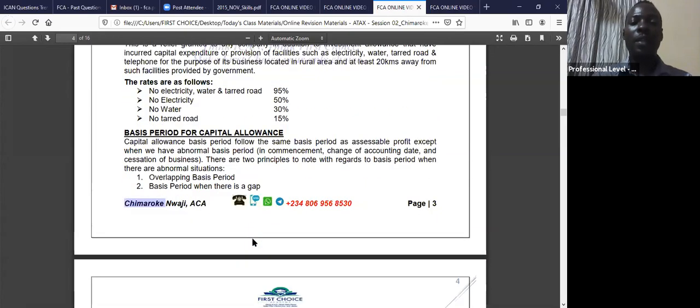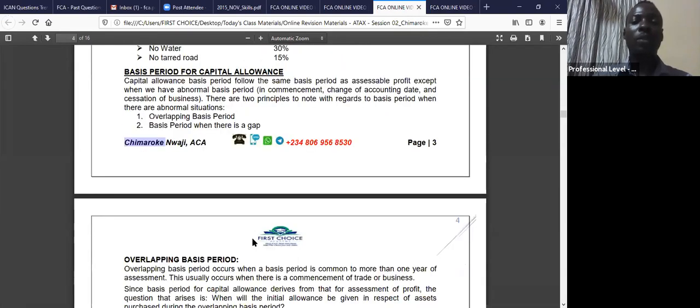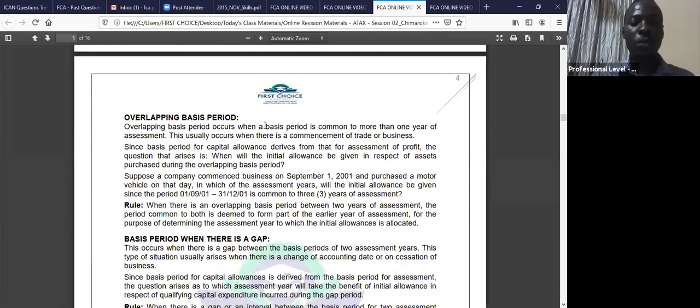Then this is the rural allowance, investment allowance. Then we talk about basis period for capital allowance. I will solve a question now, and you know that the basis period for capital allowance is supposed to follow that of profits. Where the assessable profit basis period starts and ends, that is how capital allowance is supposed to follow suit. But there is a problem when we have overlapping basis periods, as in commencement, and sometimes gaps, as in change of accounting date and perhaps in cessation. When that happens, the capital allowance basis period does not allow overlapping, neither does it allow gaps. So we'll look at them.